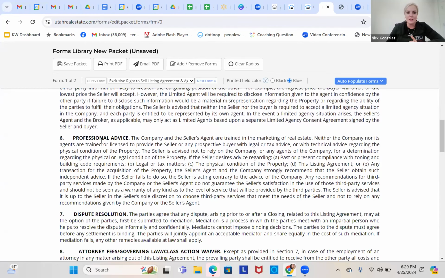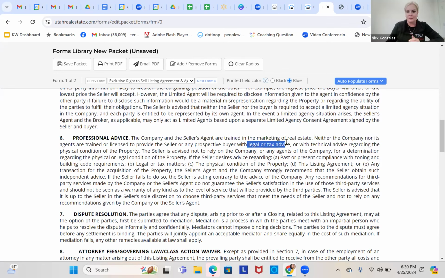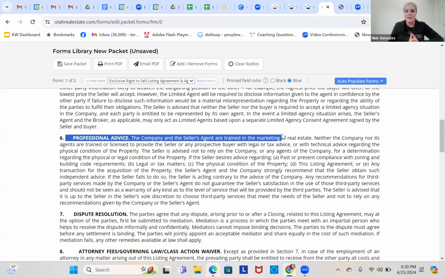The next section is professional advice. So I just say that me and my company, we are trained to market and sell real estate. We are not trained in legal advice or tax advice. We're not attorneys. We're not accountants. We aren't home inspectors, anything like that. So I basically say that outside of anything that has to do with marketing or selling the real estate, we do want you to seek outside professional advice.